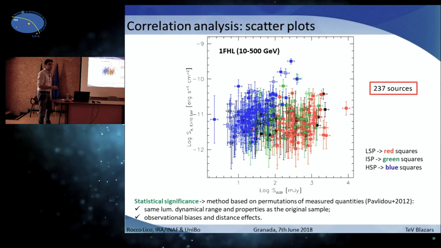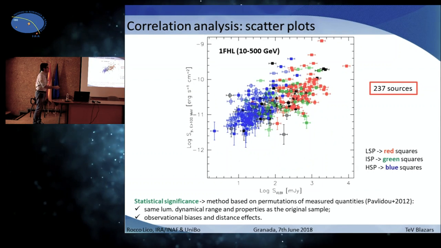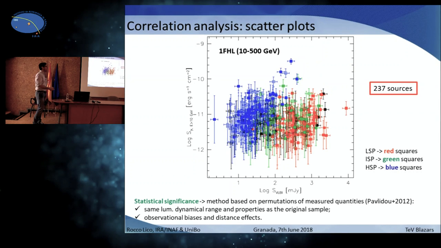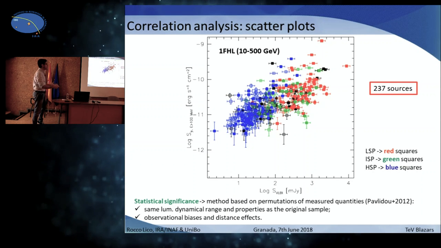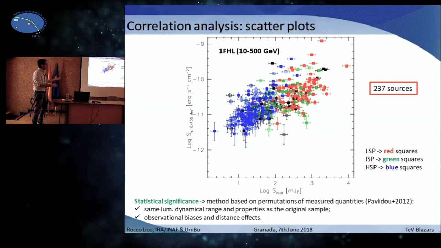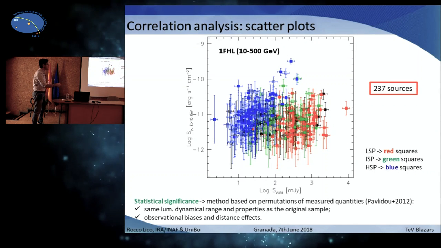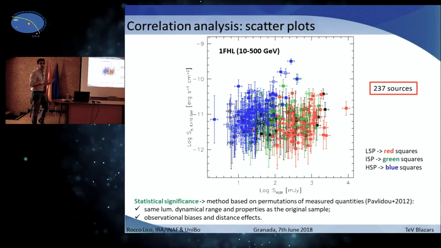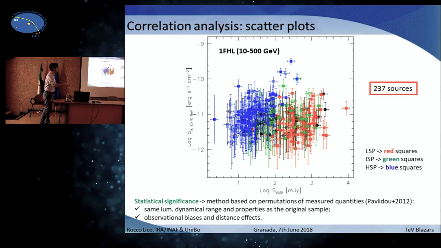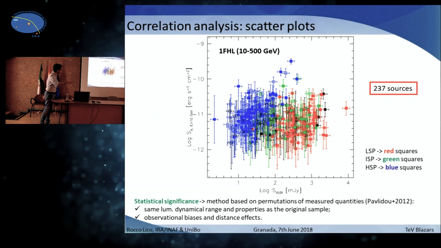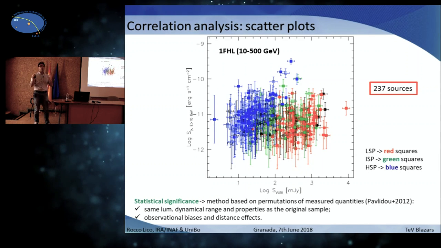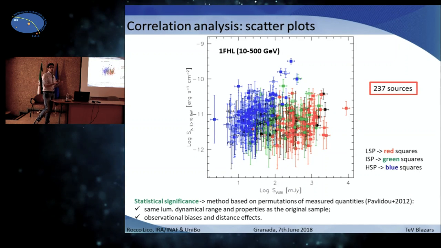Okay, this is the new scatter plot. This is how the correlation evolves. As you can see, if here a correlation seems to be there and seems to be very nice, when considering gamma rays above 10 GeV the correlation seems to vanish, and in particular those red squares are the ones breaking the correlation. But this is just what we see by eye. Now we are going to quantify this.